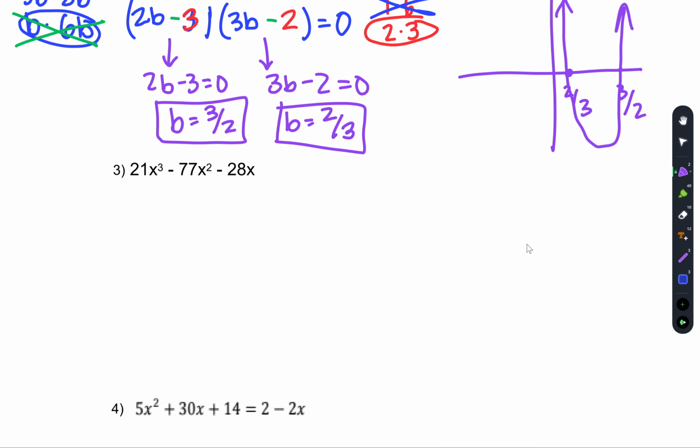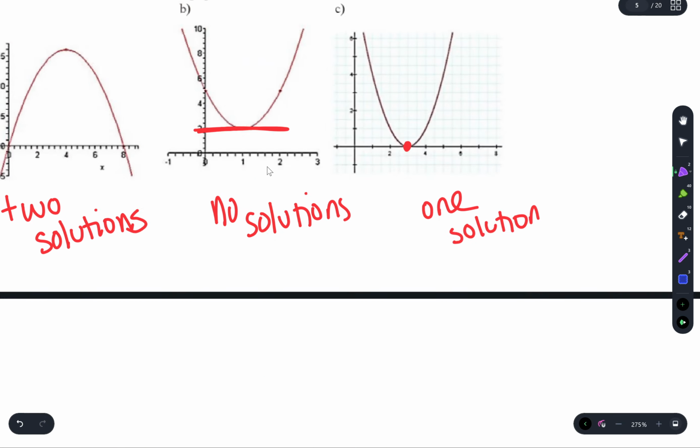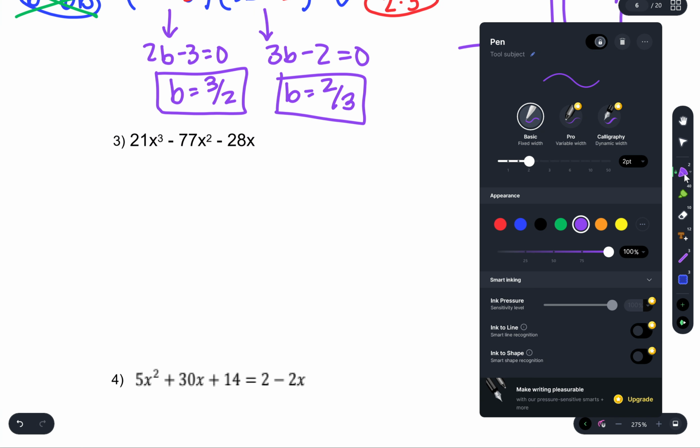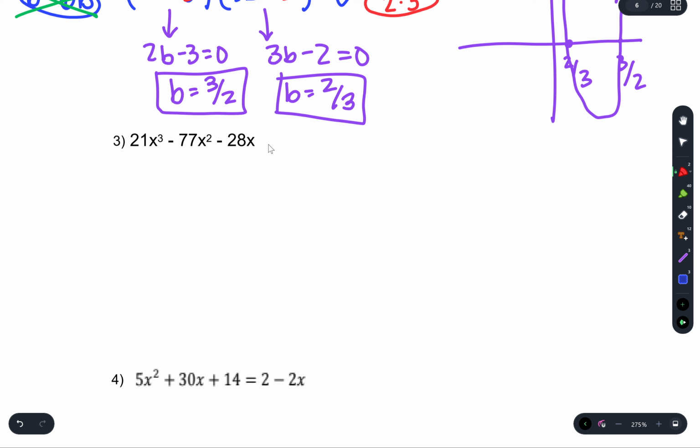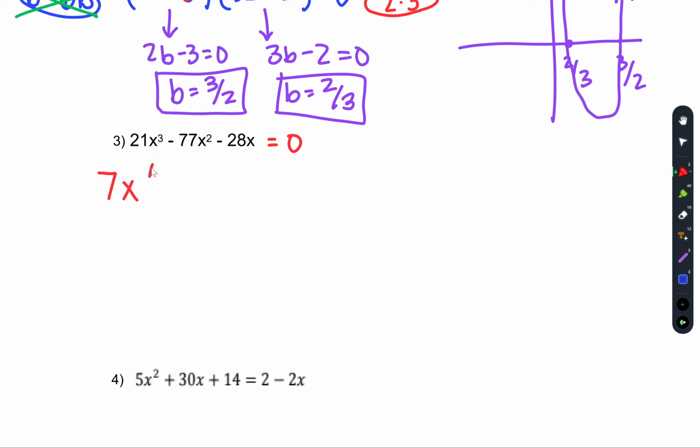So the first thing that I do is I make sure that it's set equal to 0. Then I'm going to take out any GCFs that I see. What's the GCF of this equation? Casper. Not just an x, I can also take out something else. Yeah, I can take out a 7x. So I'm going to divide all of these terms by 7x. I'm going to have 3x squared, negative 11x, and negative 4.